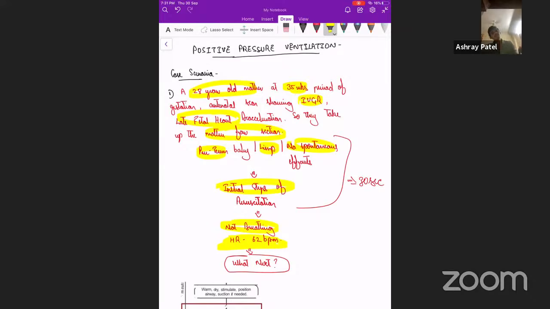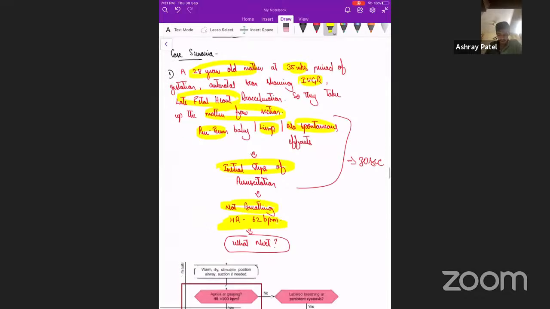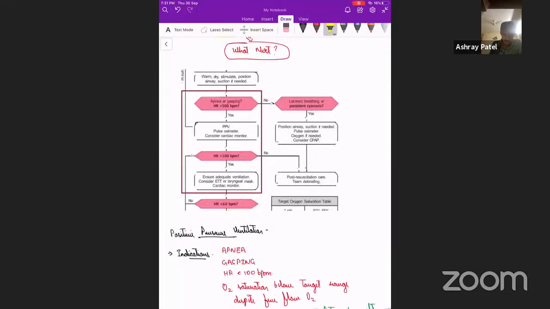No. Chest compression comes much later. Yes, good. Now we proceed with positive pressure ventilation. Okay, so this is the algorithm, and we'll see how to approach this algorithm.